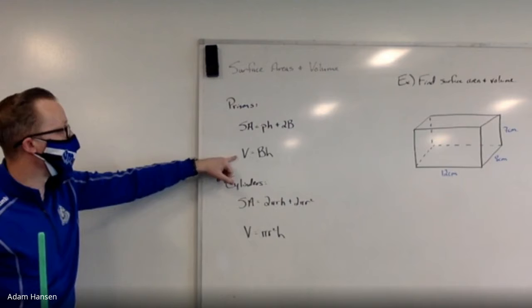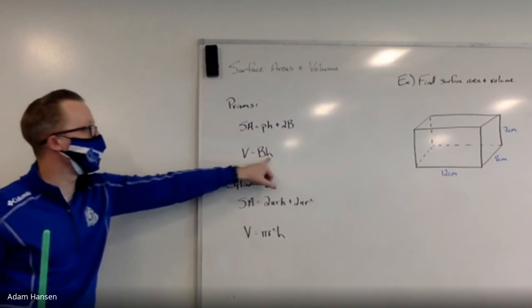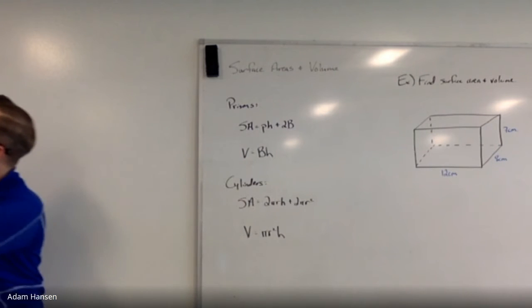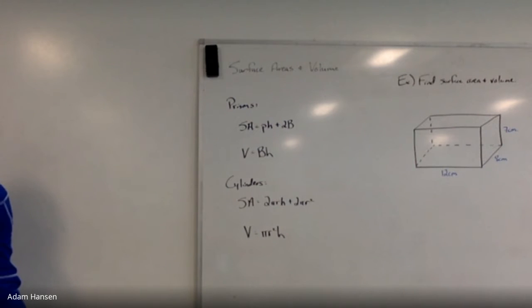The volume of a prism is the area of the base times the height. That formula would be right here. Area of the base, the height.